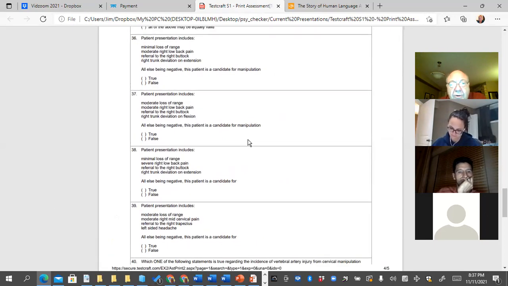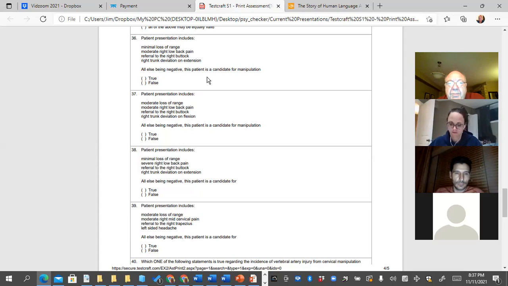These are quite interesting. I was looking at these today. Patient presentation includes minimal loss of range, moderate right low back pain, referral to the right buttock, right trunk deviation on extension. All else being negative, this patient is a candidate for manipulation. True or false? I said false. Why? Because of the minimal loss of range.